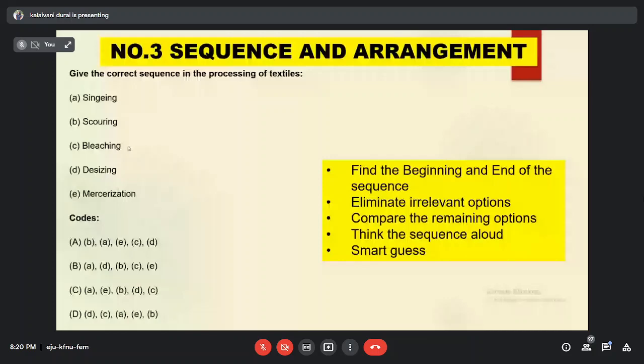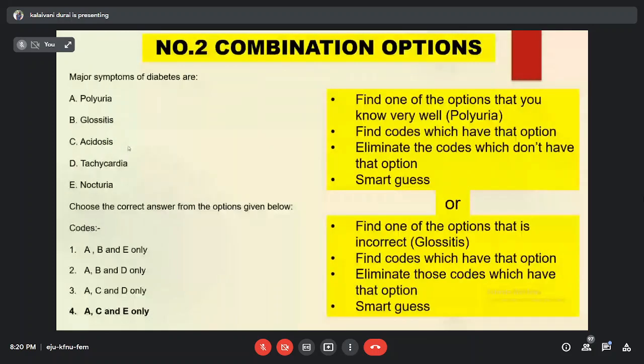I'll find an option which is definitely not related to diabetes. So let's go through. Polyuria, I know. Glossitis, I'm not sure. Acidosis, नहीं हो सकता. Maybe हो सकता, but I'm not sure. Okay, I'm just thinking from a student's point of view. Acidosis, I'm not very sure, क्योंकि जब हम diabetes की बात करते हैं, only in the final complication stage, we speak about ketosis and then metabolic acidosis and all. So I'm not very sure.